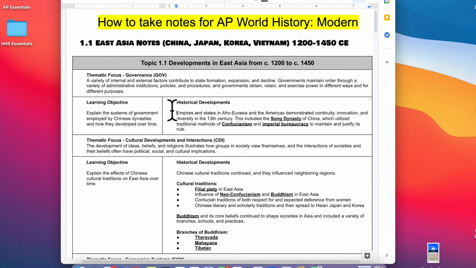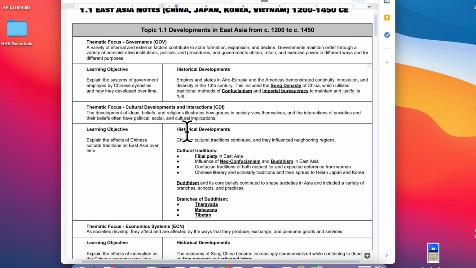What else do we need to know in our homework? So we would highlight the second theme, cultural developments and interactions. So what do they want us to do here? Explain the effects of Chinese cultural traditions over time. Well, what traditions are they talking about? Let's look at the developments or the drama. Filial piety, respect for one's elders. Neo-Confucianism and Buddhism. We need to understand the topic of Buddhism and the branches of Buddhism. And that answers this question, the effects of Chinese cultural traditions over time.